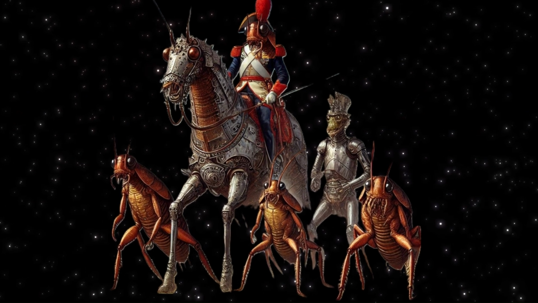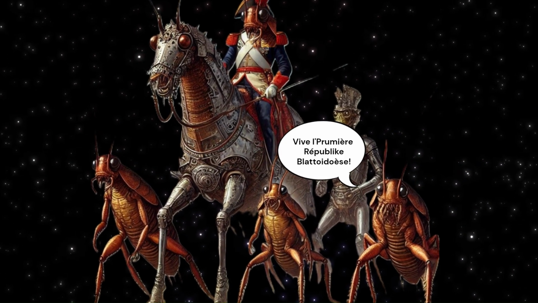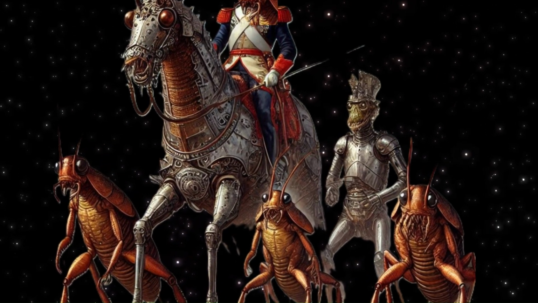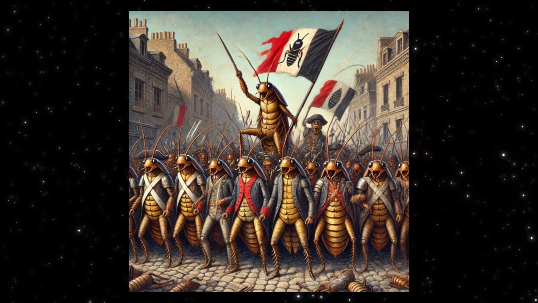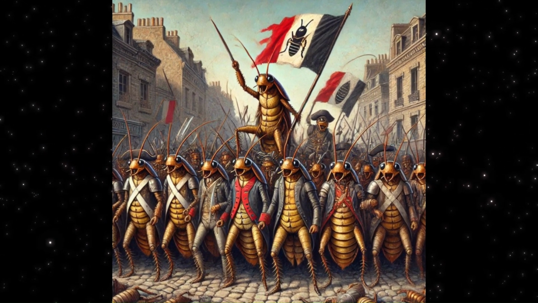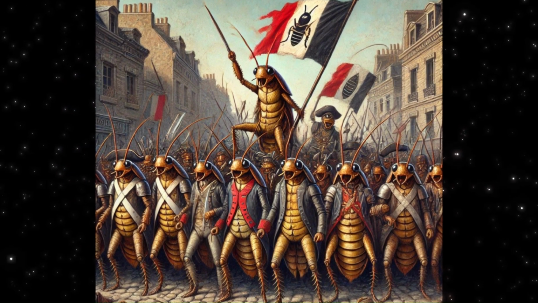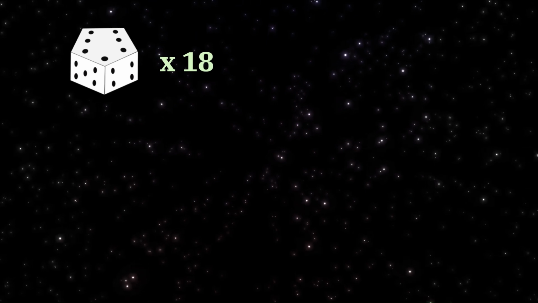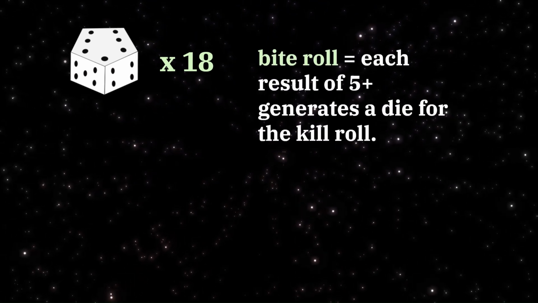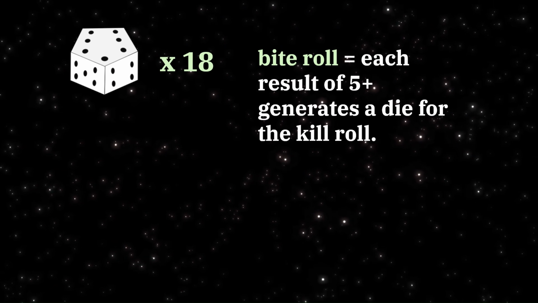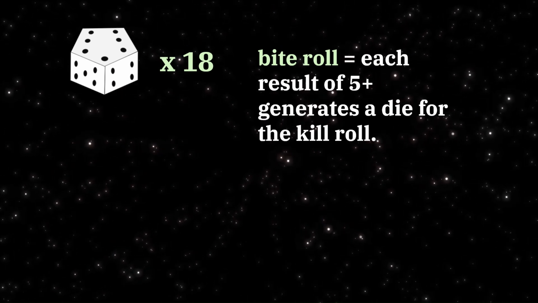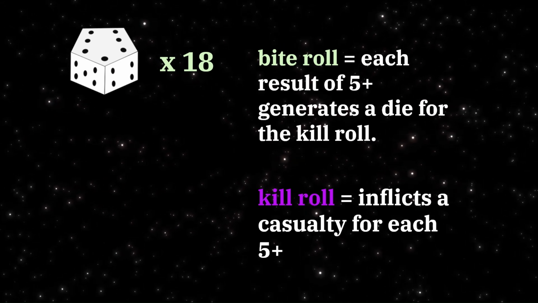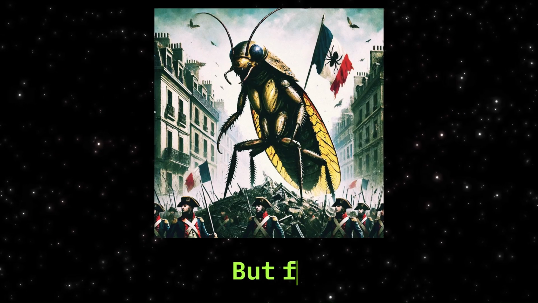To test your new RANDARRAY skills, try to simulate the Blatoidian counterattack against the Star Grenadiers. The bugs who have survived the antimatter fusillade charge the Grenadiers with a vengeance. Their attack starts with 18 dice, all of which have 7 sides. First they must make a bite roll, which succeeds on 5 or more. Then, with a number of dice equal to their successes on the bite roll, they make a kill roll. The kill roll inflicts a casualty for each die that scores 5 or higher.